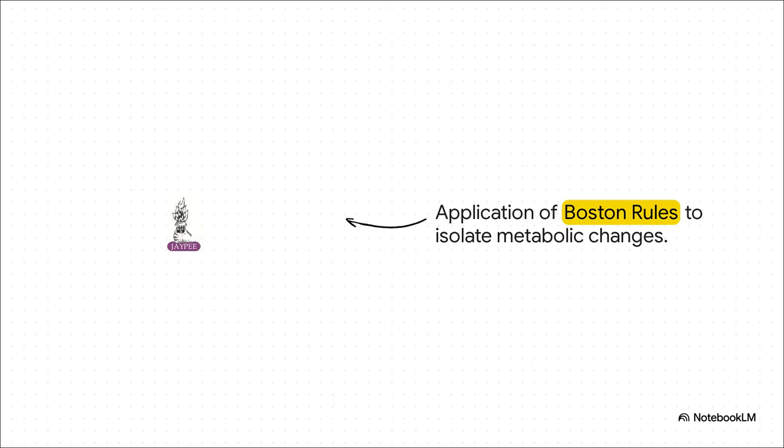A really cool novel application of the Boston rules even breaks this down further into a stepwise approach. It calculates total changes in pH by separating the respiratory components from the non-respiratory or metabolic components. It lets us mathematically isolate exactly what the lungs are doing versus what the kidneys and cellular buffers are doing.